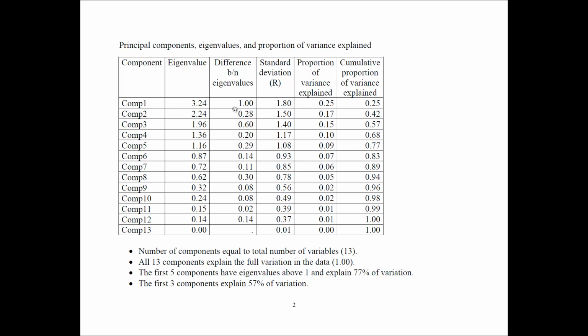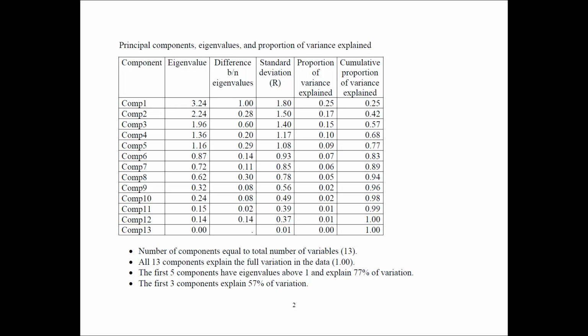And this is the difference between the eigenvalues. So the 1 is the difference between 3.24 and 2.24. The 0.28 is the difference between these two. And so on. The 60 is the difference between the third and the fourth component. Here, if you use the R software, it also gives you the standard deviation, which is basically the square root of the eigenvalue.